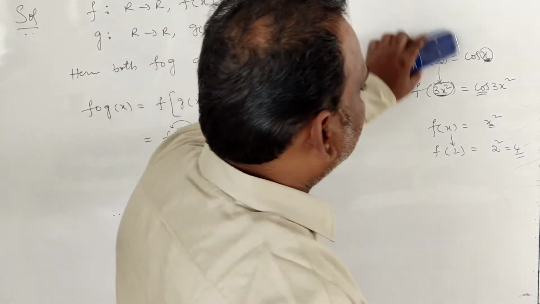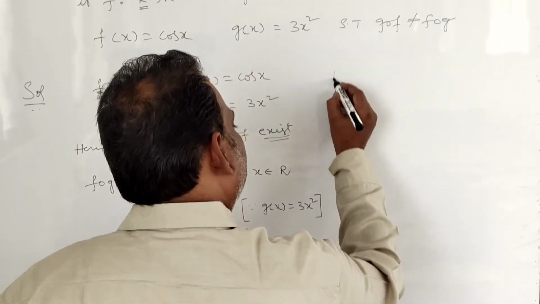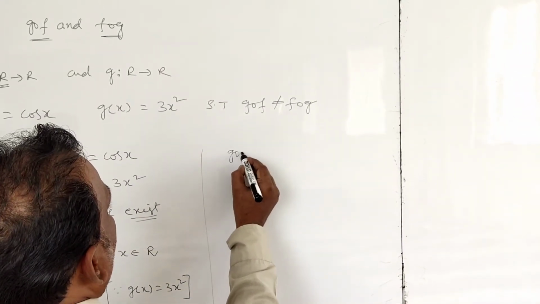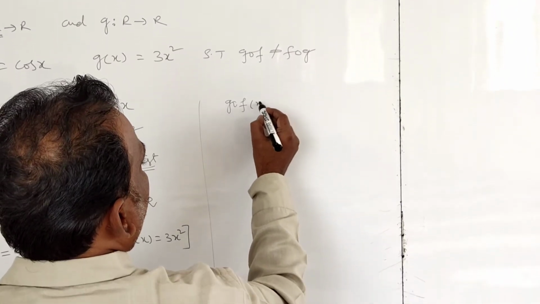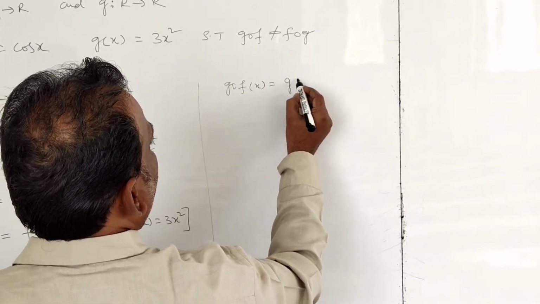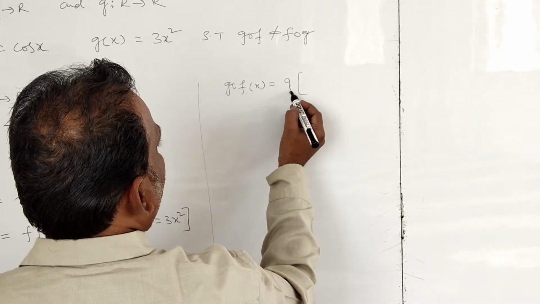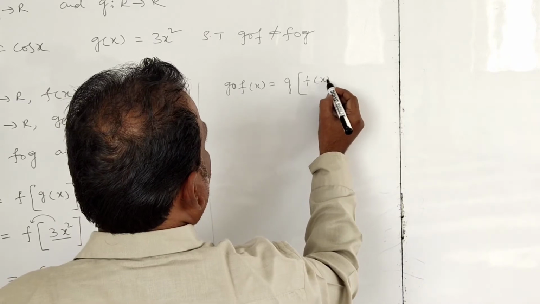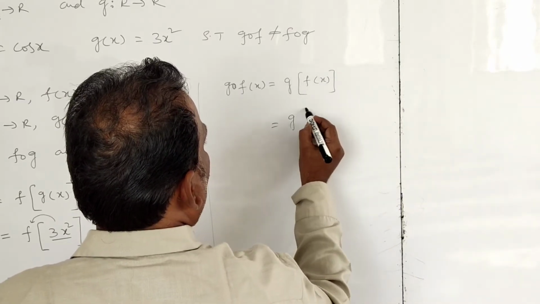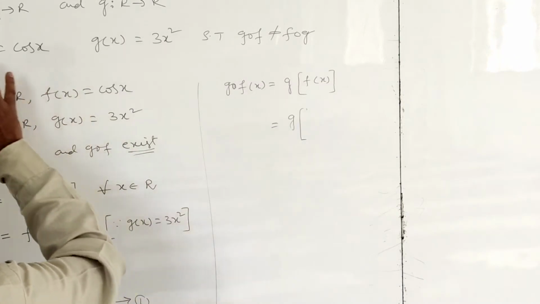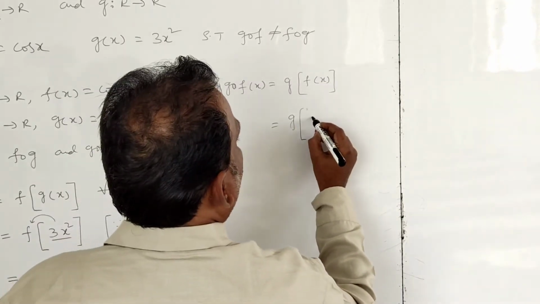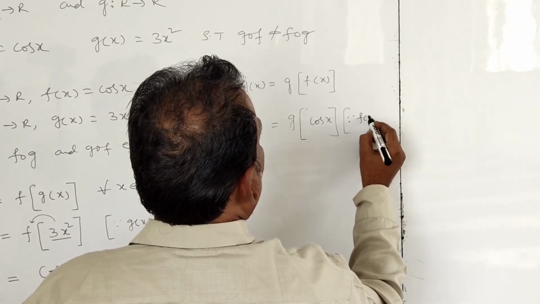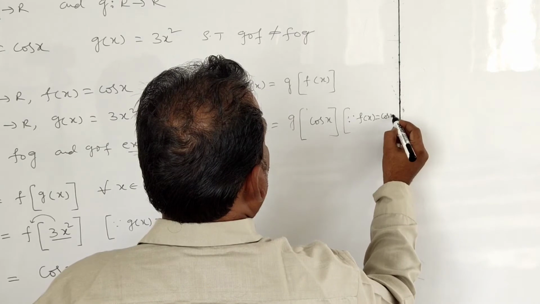Now, you have to calculate the second one here. What is the second one, students? g circle f. I told you the g circle f formula. g circle f of x is equal to g of f of x. You have to remove this circle and put f of x in brackets. Now g of f of x, what is f of x here? Cos x. Since f of x is equal to cos x, we simplify the inside function first.